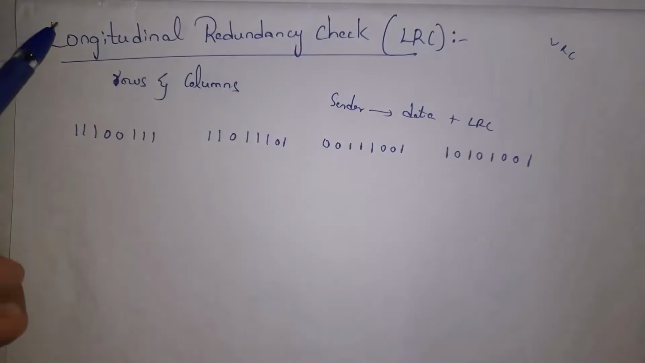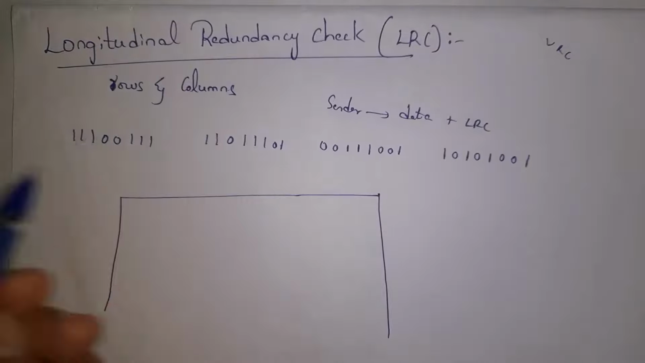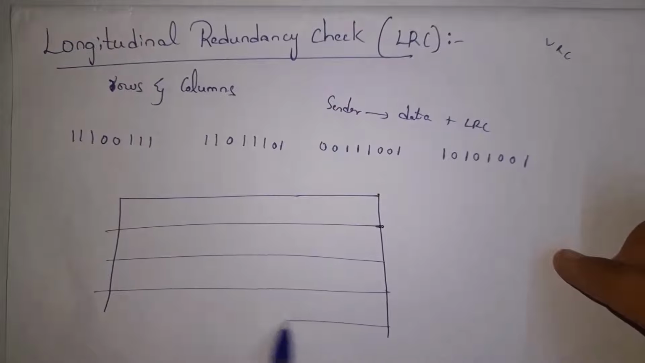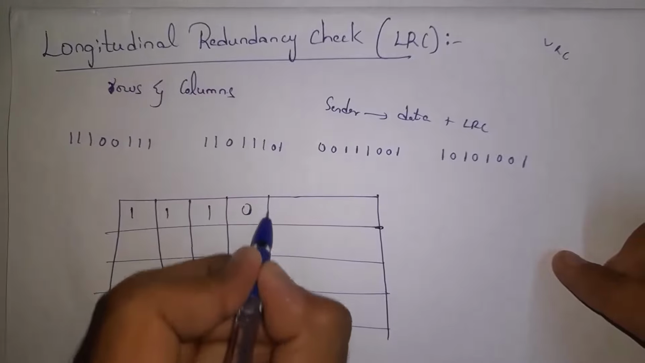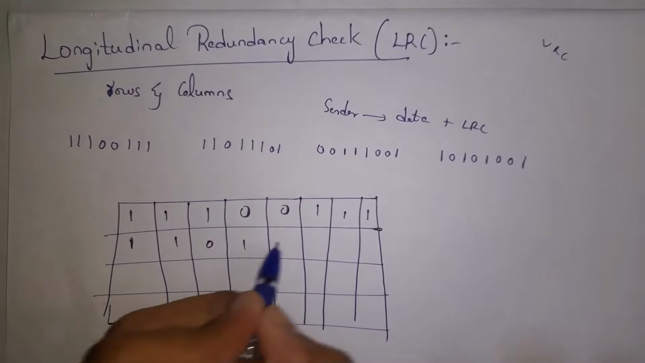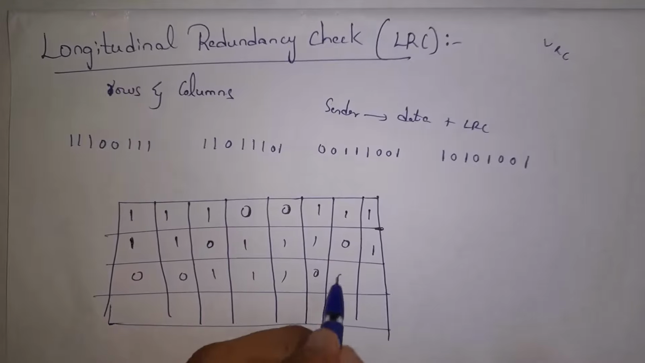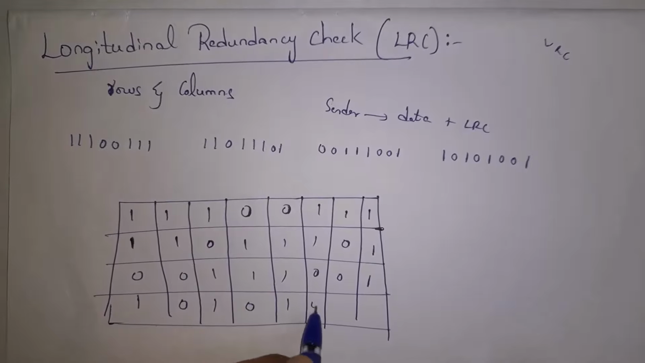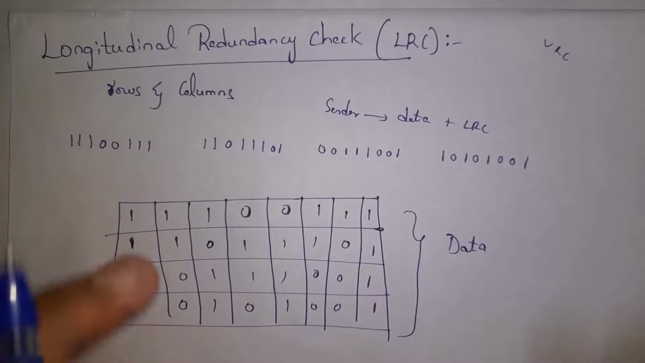In LRC, at first we arrange data in the form of rows and columns. These are data blocks. In total there are 4 blocks of data: 1, 2, 3 and 4. The first block contains the values 1, 1, 1, 00 and 111. Similarly, the second block contains 1, 1, 0, 111, 01. The third block contains 00, 111, 001. And the fourth block contains 10, 10, 1, 001. These are our data blocks. Now we have arranged our data in the form of rows and columns.